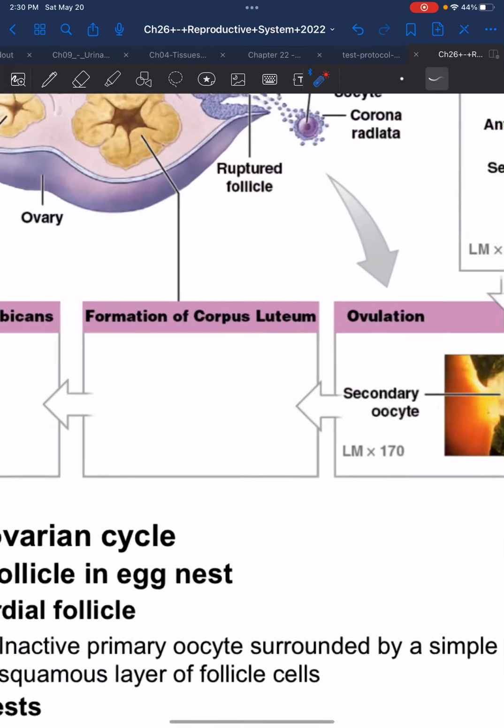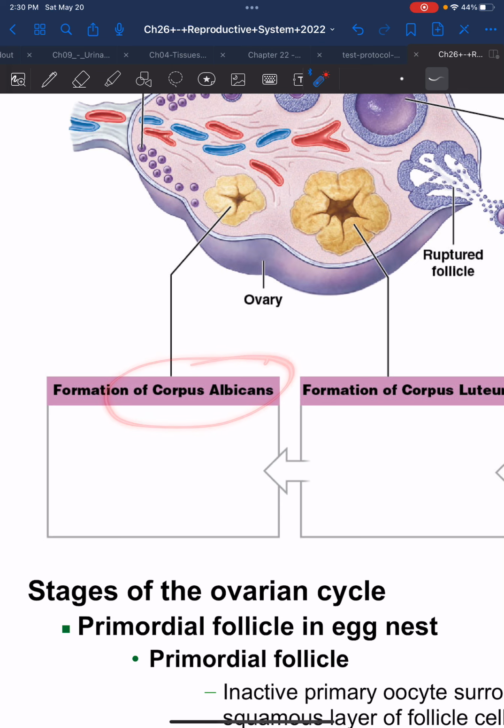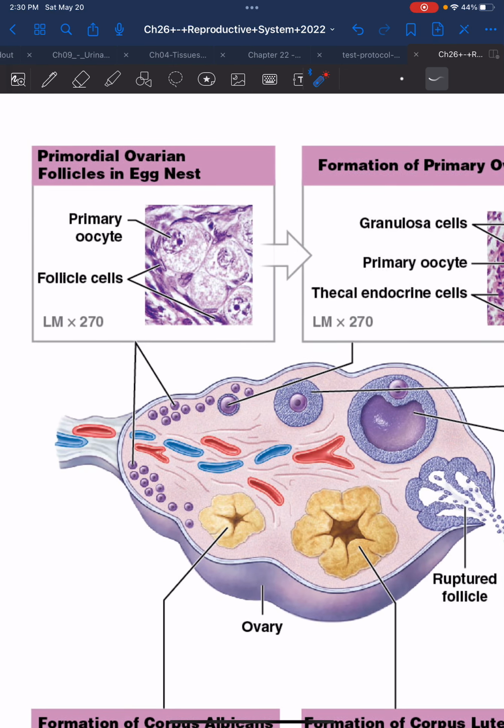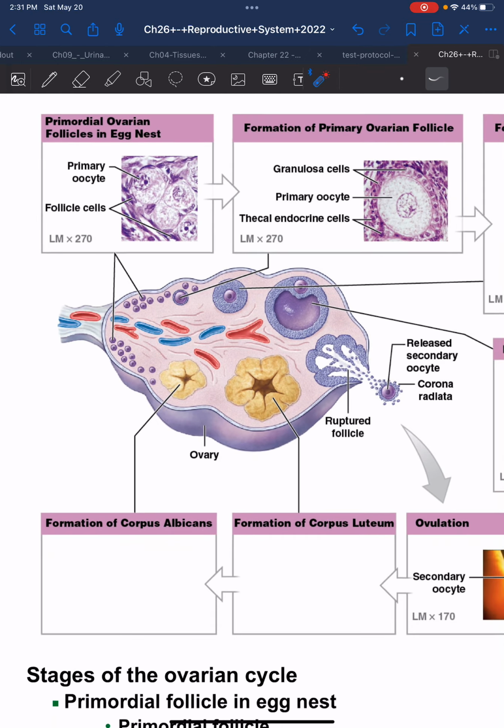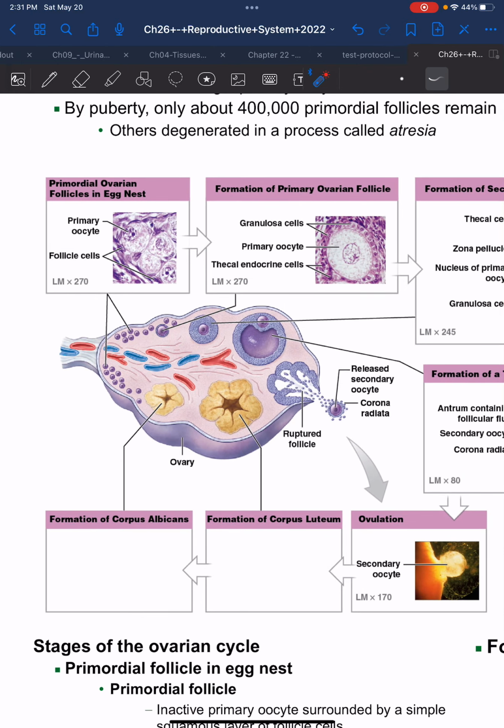And that's what the corpus albicans is. It's really marking the end of the cycle, because you can see our corpus luteum is already degenerating, and the materials that make up the follicle, those cells, the thecal endocrine cells, granulosa, all those components will be recycled to create brand new follicles for a brand new egg during the ovarian cycle.